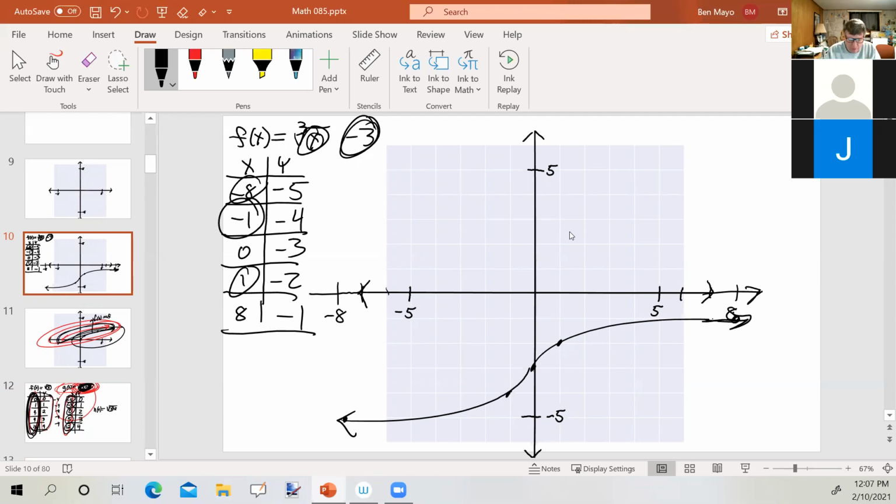Anyway, that's what the cube root of x minus 3 looks like. Any questions there? This is my nifty Christmas present. I use it to try and draw curved lines.